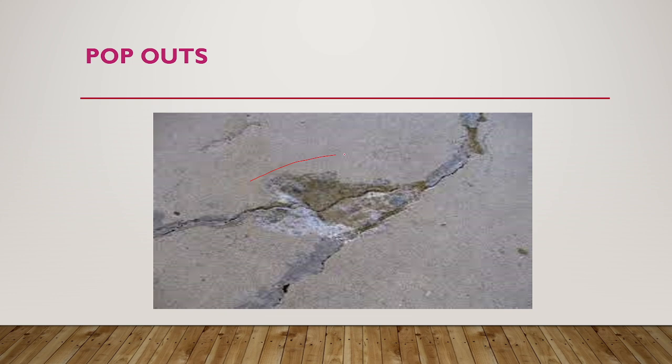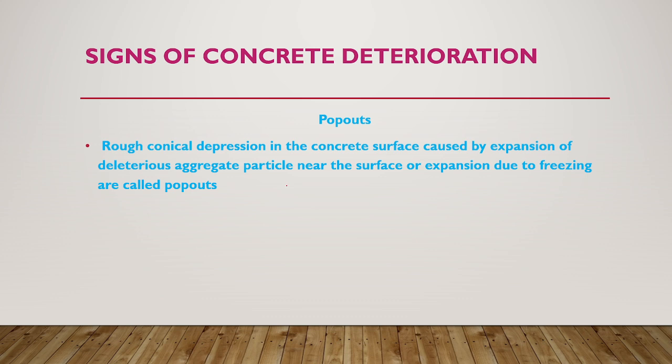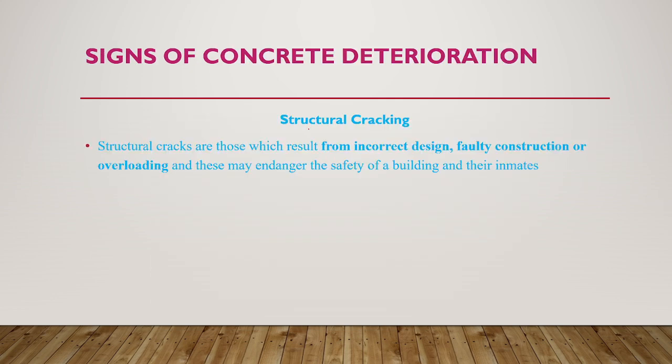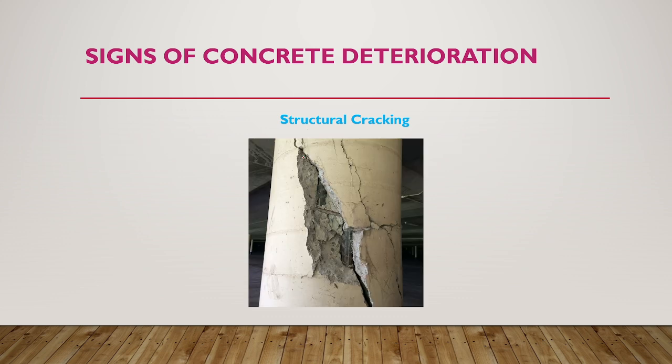Okay, the next sign of deterioration is pop out. So this is the picture of pop out. The reason behind this is freeze and thaw action. Okay, it means aggregates get removed from that place because of expansion due to freeze and thaw action. So these are the pop outs. Next one is structural cracking. You can see here structural cracking may be because of faulty design or excessive load. There are many reasons behind structural cracking.